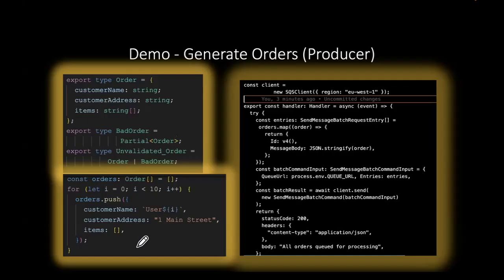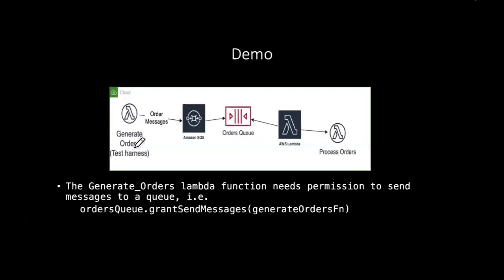This is just a piece of code that I'm going to use in my order generator Lambda. It's just a standard for loop that's generating an array of these structures. That's all that's going on here. And in each order, I hard code the customer name to user, and then a subscript number. So it'll be user 0, user 1, user 2, all the way up to user 9, I guess, because I'm going from 0 up to 9. So this piece of code is going to be inside this Lambda here.